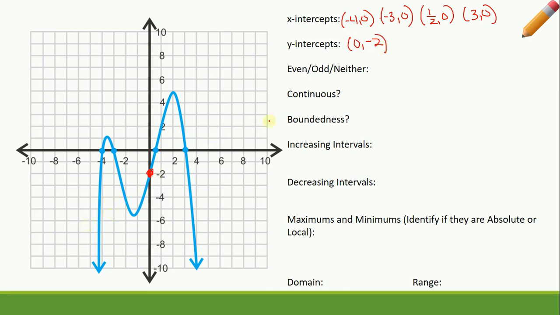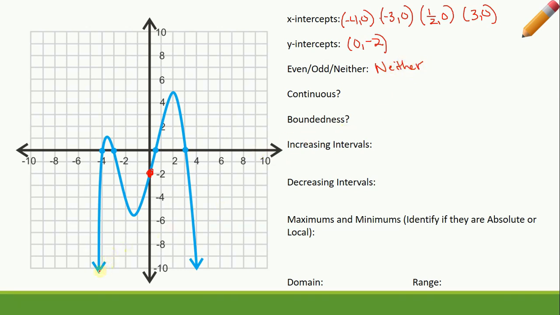Okay, looking at my graph, am I even, odd, or neither? So, am I crossing over the y-axis? If I fold this guy, it's not going to cross over, right? Not going to be perfect. Odd means if I fold it over the y and then fold it over the x, that's not going to work either. I have this extra hump bump that's not over here. So we are neither.